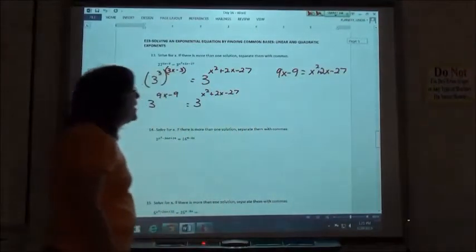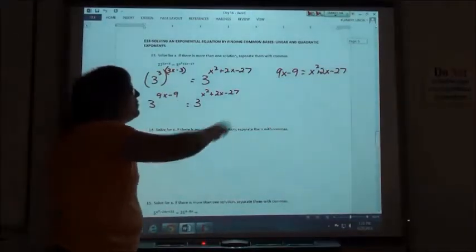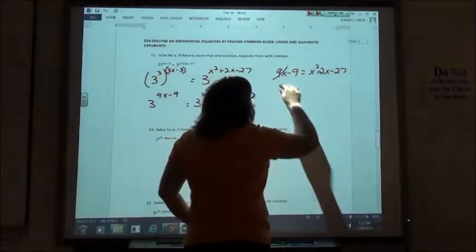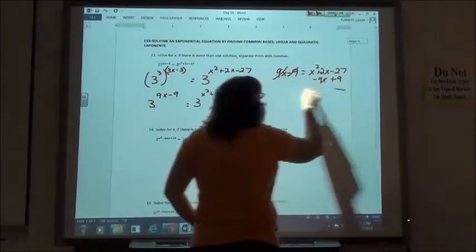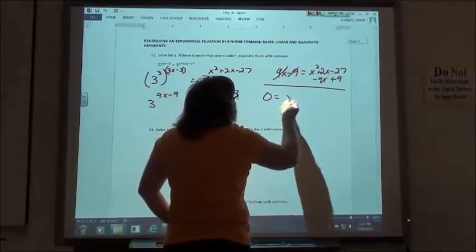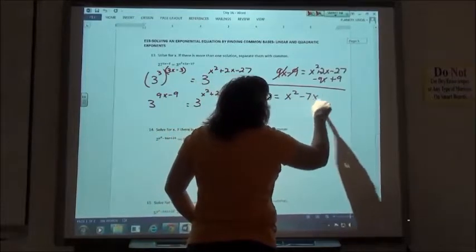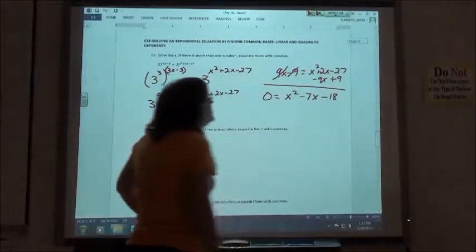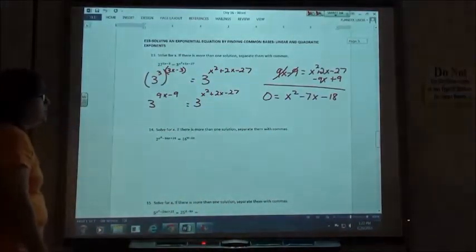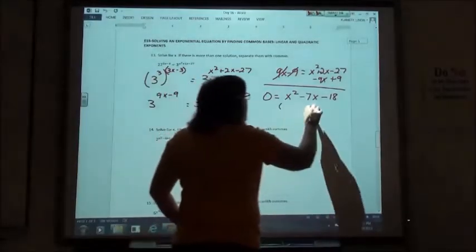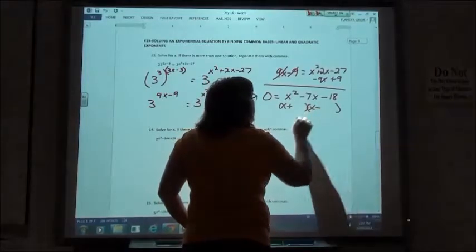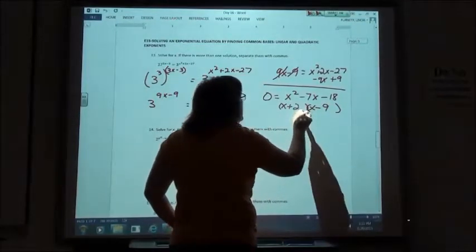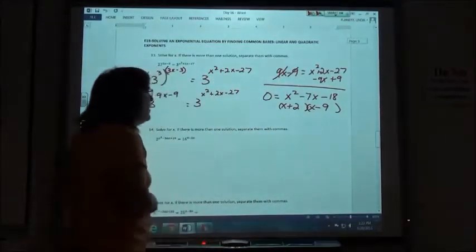Since I have a quadratic expression, I've got to move everything over and set it equal to 0. So minus my 9x and add my 9. X squared minus 7x minus 18 then is what I get there. So solving that by factoring, x and x, a plus and a minus. I'd have to have a minus 9 and a plus 2 to get minus 7 in the middle.